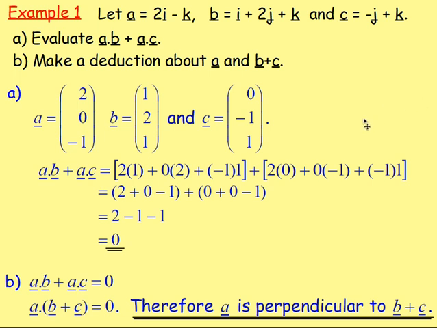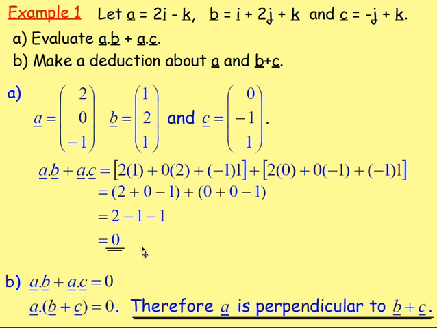We tried some examples with that. Here we had to evaluate a dot b plus a dot c. To do that, first of all, write them out in component form. And remember, for a dot b, you multiply 2 times 1, add 0 times 2, add -1 times 1. And you're adding on a dot c, which is 2 times 0, add 0 times -1, add -1 times 1. Work that out, and you get 0.